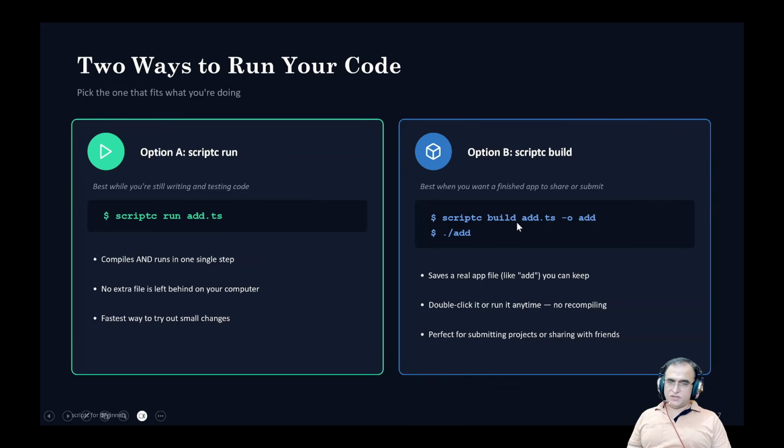The second option is to build like this, like we compile C code by using the GCC or CC compiler, and after that you will have an output as an exe. So you can execute it later on by using this add.exe file. You can double click on this, and it will execute without any problem. So these are two ways to use scriptc.